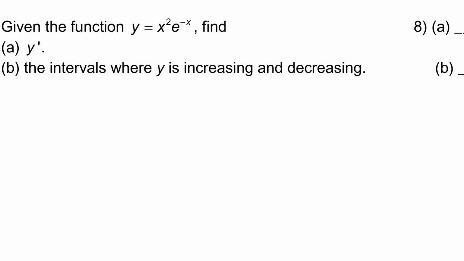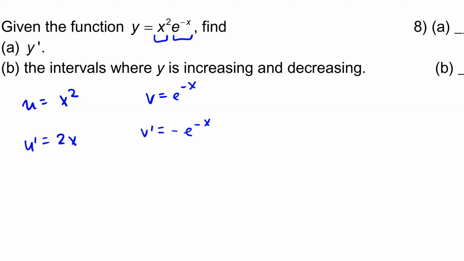Given the function, find y prime. What do I need to use for part A? Product rule. So I'm going to have u be x squared and v be e to the negative x. So if u is x squared, u prime is just 2x. V is e to the negative x, so v prime is negative e to the negative x. Because derivative of e to the x is just e to the x, and then times the derivative of whatever the exponent was.